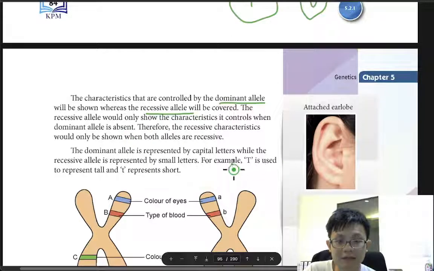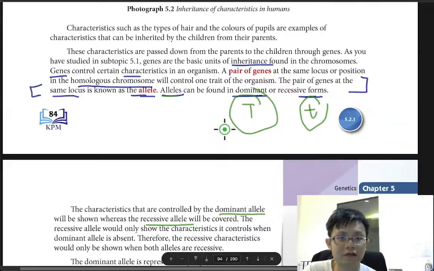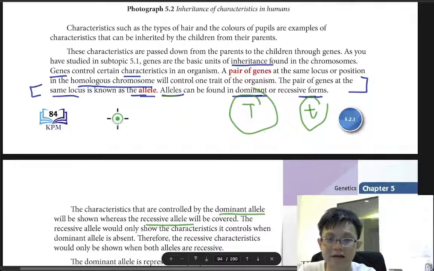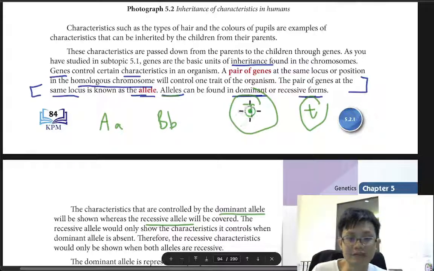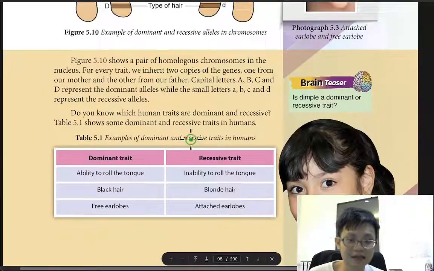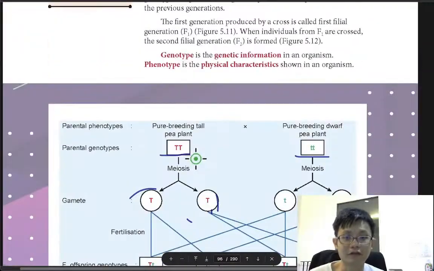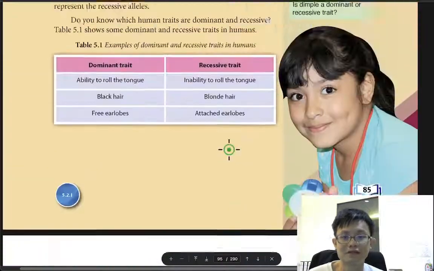So for example, T is used, but you don't need to use T, you can use A. Big A, small a, or big B, small b, up to you. The reason they use T, I think, is because it's for the word tall. Let's do another example.